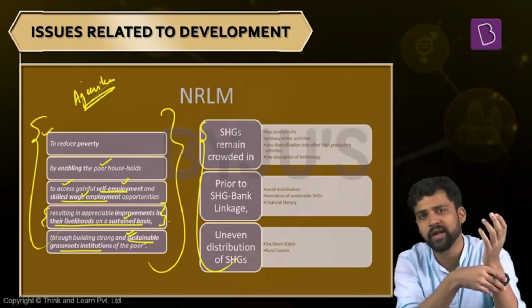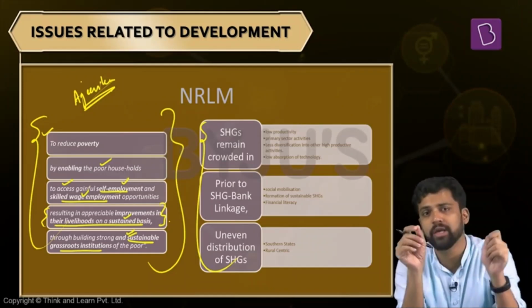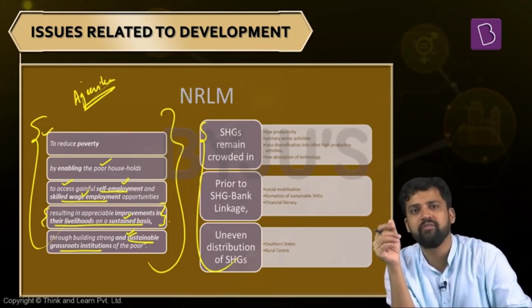The self-help groups can use this money to take up different income generating activities, and through these activities, their life chances improve. They become socially empowered, economically empowered, and they can also become politically empowered. So NRLM promotes self-help groups. So NRLM promotes self-employment through self-help groups.